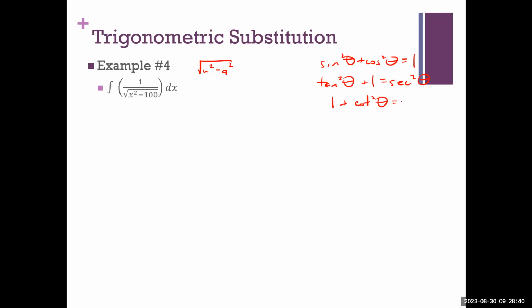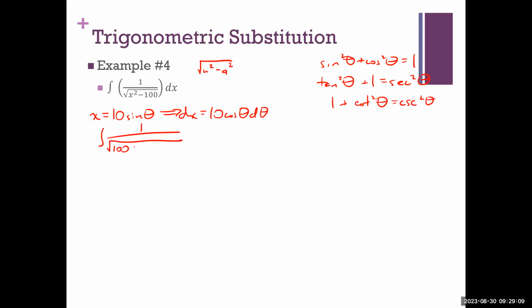I think sine. Sine? Let's try. So x equals just sine theta? Something else? Yeah, let's try 10 sine theta. If we do 10 sine theta, then what does dx become? 10 cosine theta d theta. And this integral becomes the integral of 1 over the square root of 100 sine squared theta minus 100 times 10 cosine theta d theta.